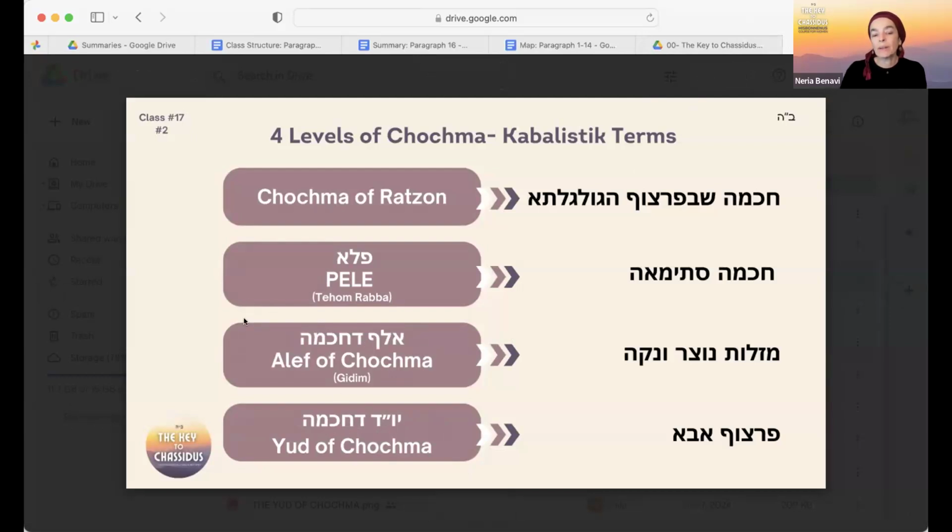And then going higher into the Aleph and the Pele, we were going into the Koach HaMaskil, where the Aleph was like the Giddim, where it's coming through one particular idea, and the Pele corresponded to the Tohom, which was a much more hidden part of the Koach HaMaskil. And those three levels are things that we already learned in paragraph 5. You can go back and look at those.